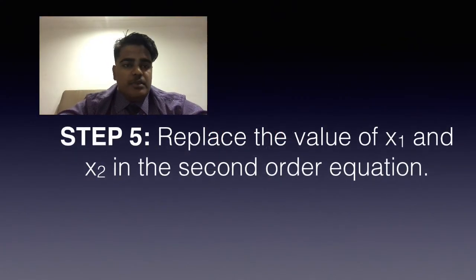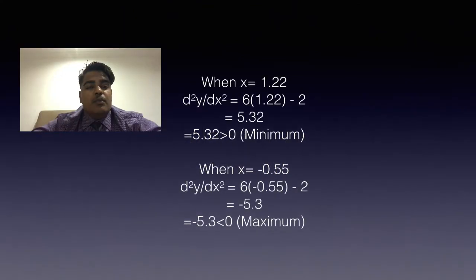Now we will move to step 5. Replace the values of x1 and x2 in the second order equation. When x is 1.22, we replace it in the second order equation, and after replacing it we get the answer 5.32. When x is negative 0.55, we replace it in the second order equation, and after replacing we get the answer negative 5.3.